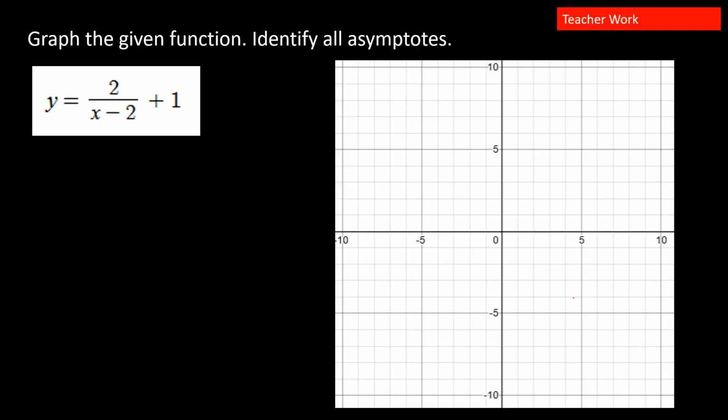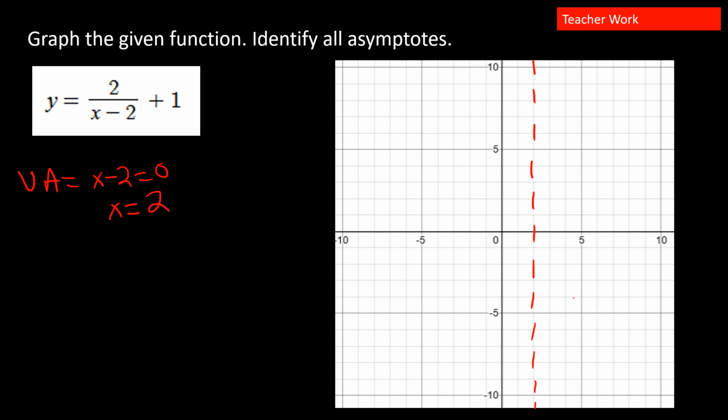All right, guys, on this one, I just want you to graph the given function and identify all your asymptotes. The only one that I'm going to really give you on this one is the vertical asymptote, which is going to happen when x minus 2 equals 0. So at x equals 2, we're going to have this vertical asymptote here. Okay. There will be a horizontal. I want you guys to identify that. Use Desmos for this question. Graph it, do the best you can.